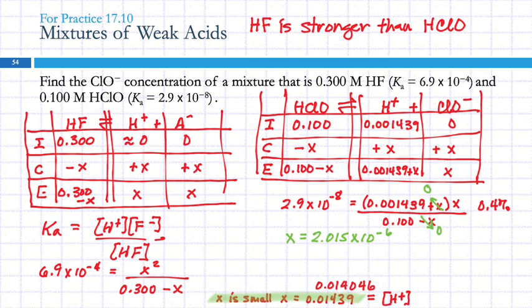So we did all of this, and at this point, it's common to forget what you were trying to find. What are we trying to find? We want the ClO minus concentration at equilibrium. Well, that's going to be this guy right down here, yeah? So that's going to be x. So this is the answer we were looking for. We just didn't recognize it right away. So the ClO minus concentration at equilibrium is going to be 2.0 times 10 to the minus 6.